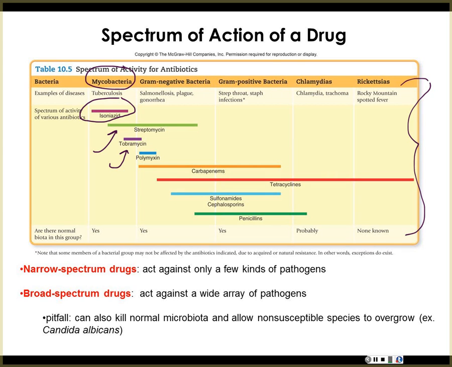Another thing on here as well, in general, we have more different groups or families of drugs to treat gram-positive infections than gram-negative, and that's because the outer membrane of the gram-negatives tends to prevent some types of drugs from getting in.